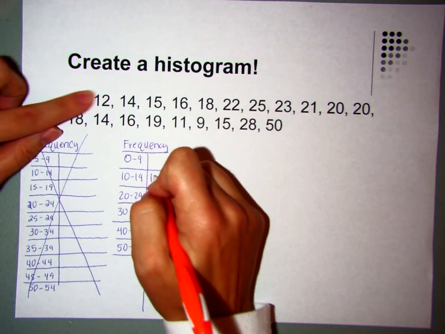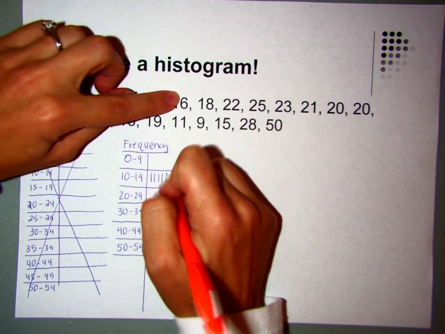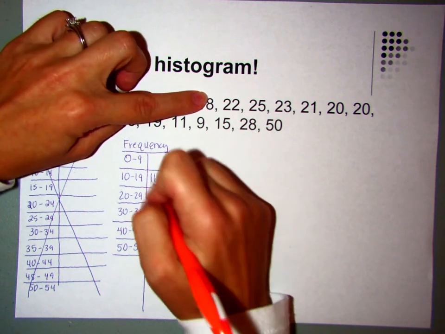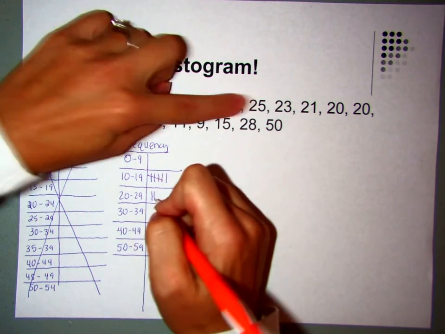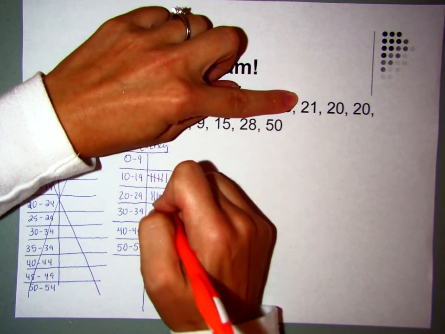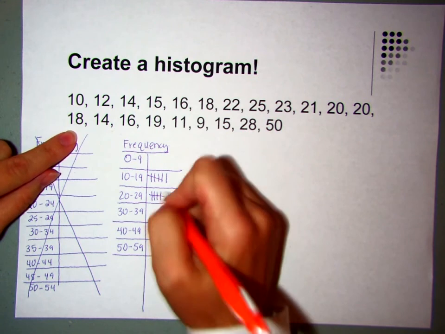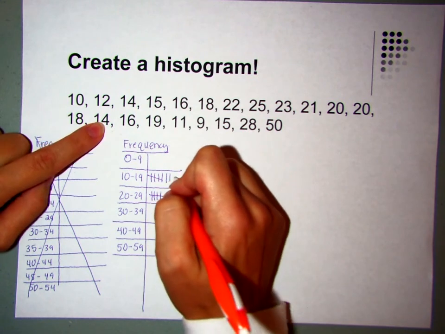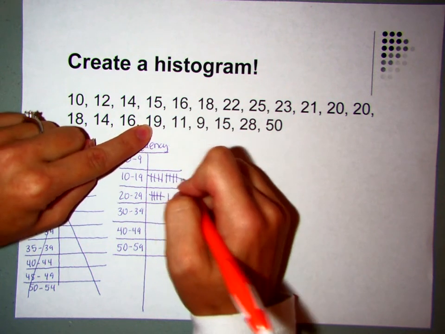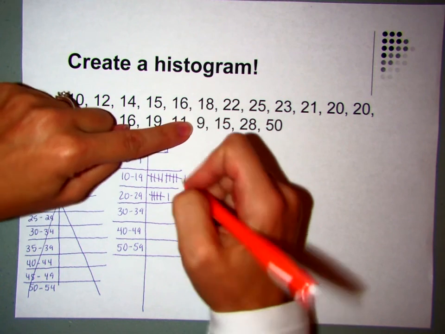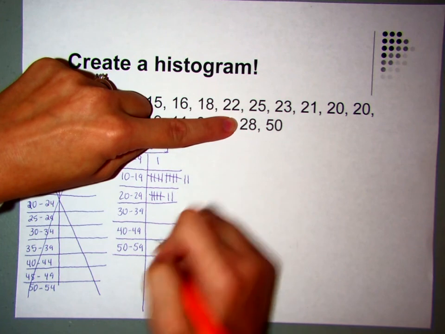So now you just go through here and with tally marks, I got one of those, and 12 goes in here, 14 goes in here, 15 goes in here, 16 goes in here, 18, oops, that was 5. 18 goes in here, 22, 25, 23, 21, 20, 20. Then we have 18, 14, 16, 19, 11, a lot in here. Then we have 9, 15, 28, and 50.